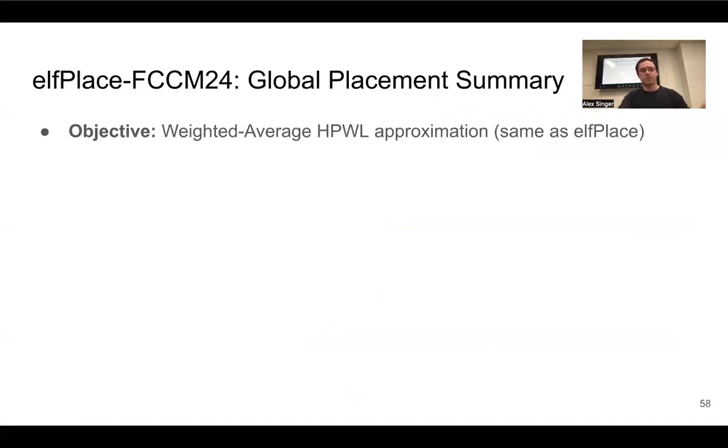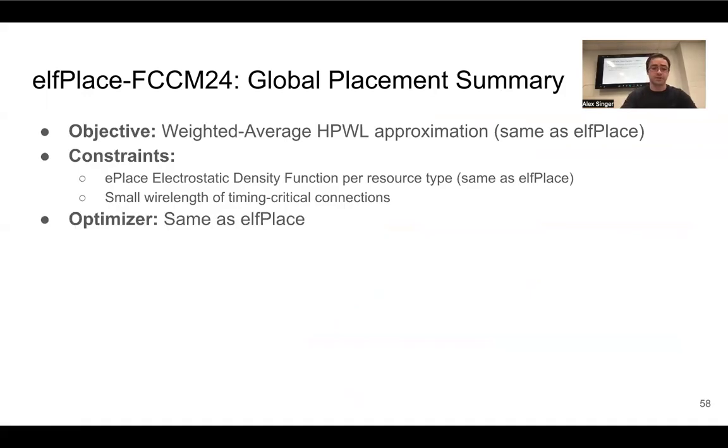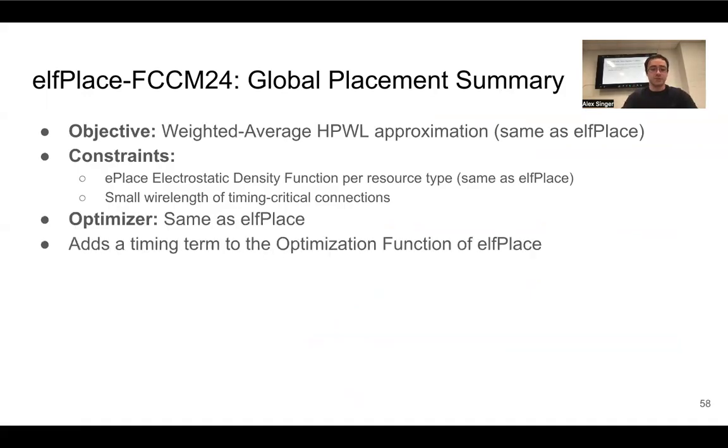So here's the summary of elfPlace FCCM 2024. Its objective is the same as elfPlace, weighted average HPWL. Its constraints are the ePlace electrostatic density function per resource type, same as elfPlace. It constrains that we have a small wire length for timing critical connections. And the optimizer is the same as elfPlace. They add a timing term to the optimization function of elfPlace, and it's added as a constraint instead of an objective, which, as we discussed before, maybe there's a benefit to that, maybe there isn't, but it seems to be a pretty common technique.